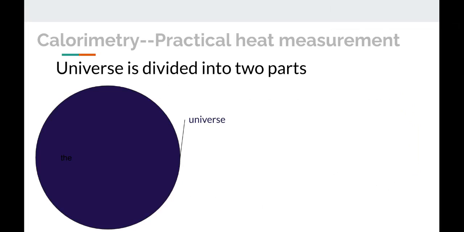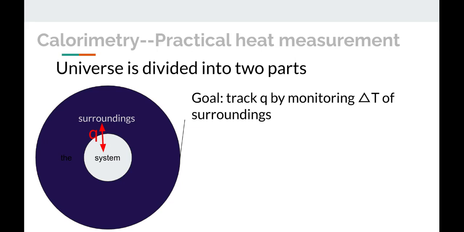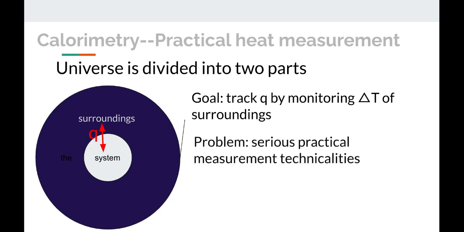Here's the basic idea. You divide the entire universe into two parts. One is the system, and the other part is the surroundings. The system is going to be very small, usually. It's the thing that we're interested in knowing about, and the surroundings is very big and complicated. And the idea is that as energy transfers in or out of the system, then we can measure that energy flow by tracking the temperature change of the surroundings. Now, there are some serious practical measurement technicalities involved in measuring what's happening to the whole entire universe outside of your little system.